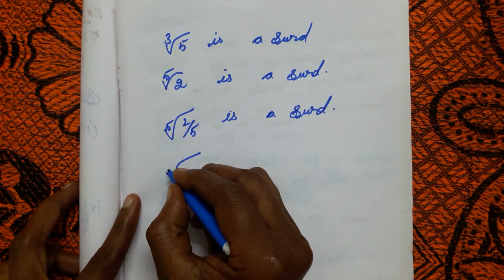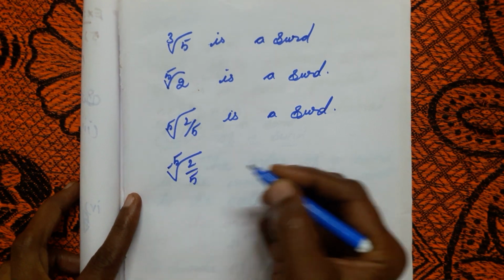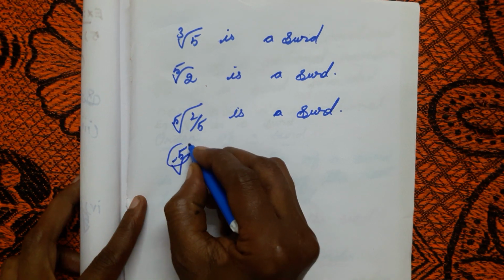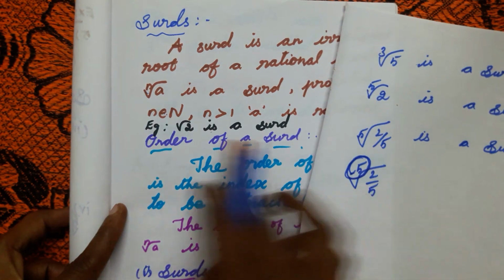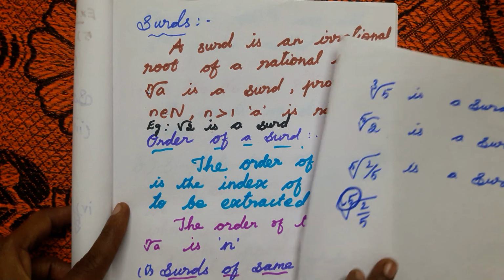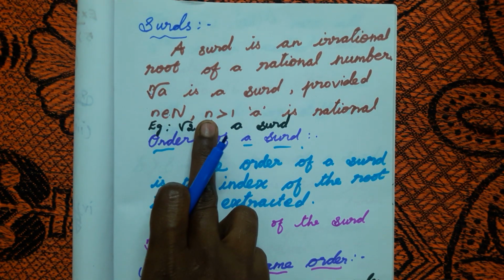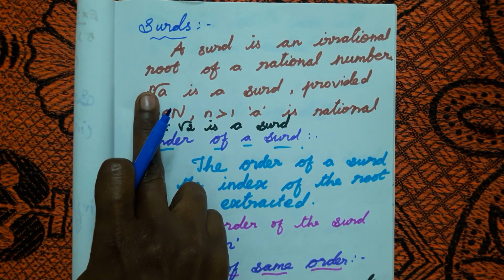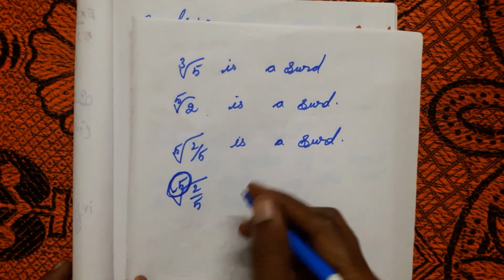Now, whether minus 5 root of 2 by 5 is a surd? No, it is not a surd. Why? Here a negative number is coming. In the definition, what did we learn? Nth root of A, n belongs to natural numbers, n must be a natural number greater than 1. Here a negative number is not possible. So minus 5 root of 2 by 5 is not a surd.